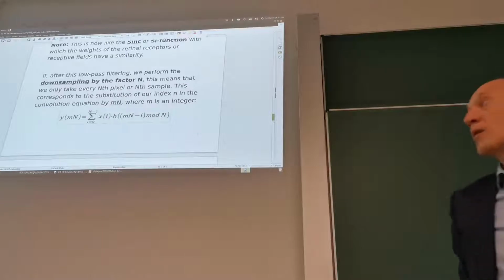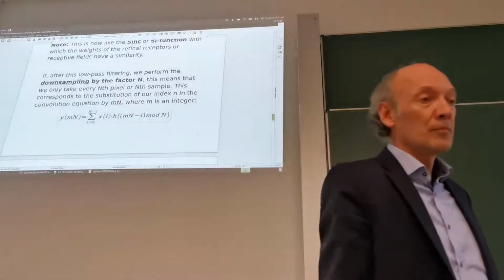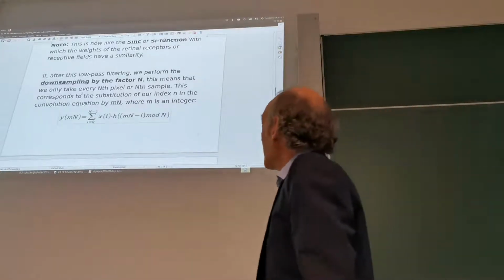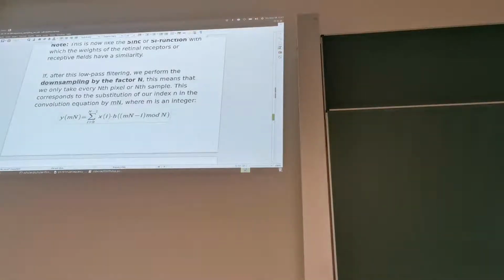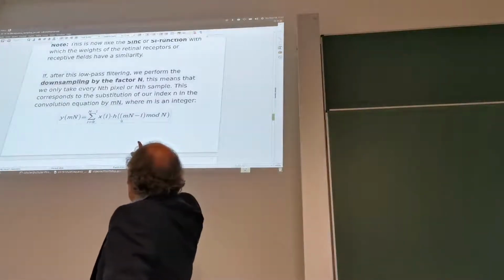So now after low-pass filtering with this sinc function, we do downsampling. We are allowed to do downsampling by a factor of N, which means we take only every Nth pixel of the resulting image, or every Nth sample. This corresponds to the substitution of our index lowercase n in the convolution equation by mN, where m is an integer. So now, instead of lowercase n, we have mN minus i.